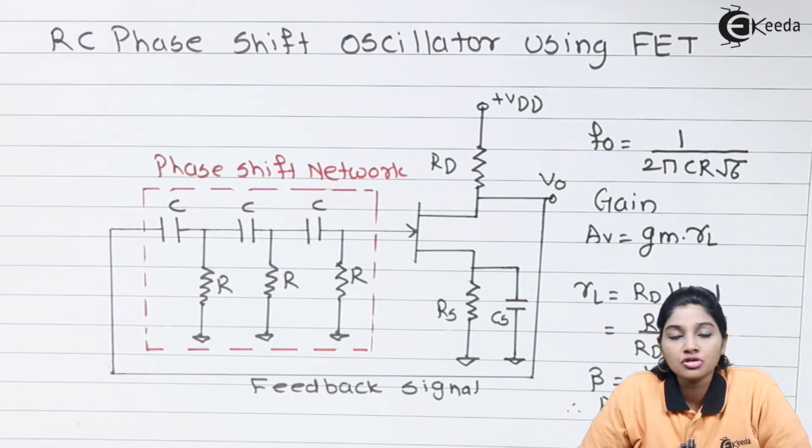Another way that can be used for achieving a phase shift of 360 degrees is to use a two-stage amplifier, in which the first stage provides a phase shift of 180 degrees and the output of the first stage is given as input to the next stage, and the output of the second stage is applied to the input of the first stage without any feedback network. Then the total phase shift becomes 360 degrees. But this type of oscillator is called a Wien bridge oscillator. In this video, we are going to concentrate only on the RC phase shift network.